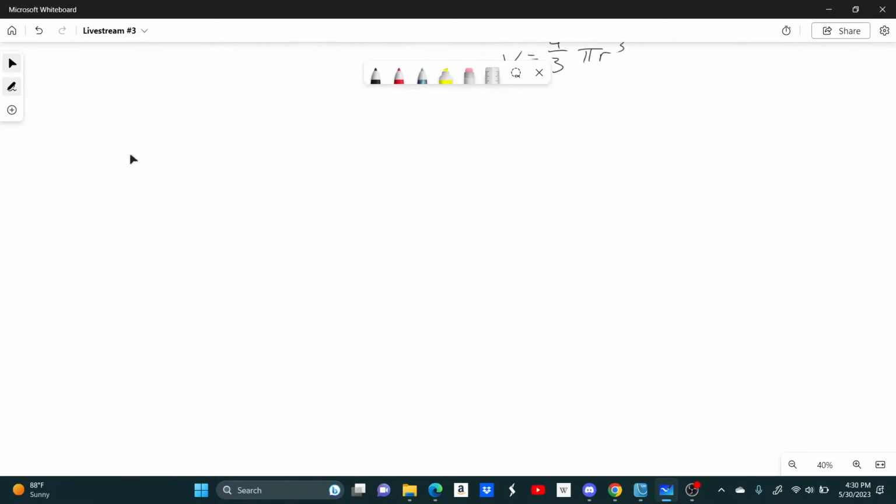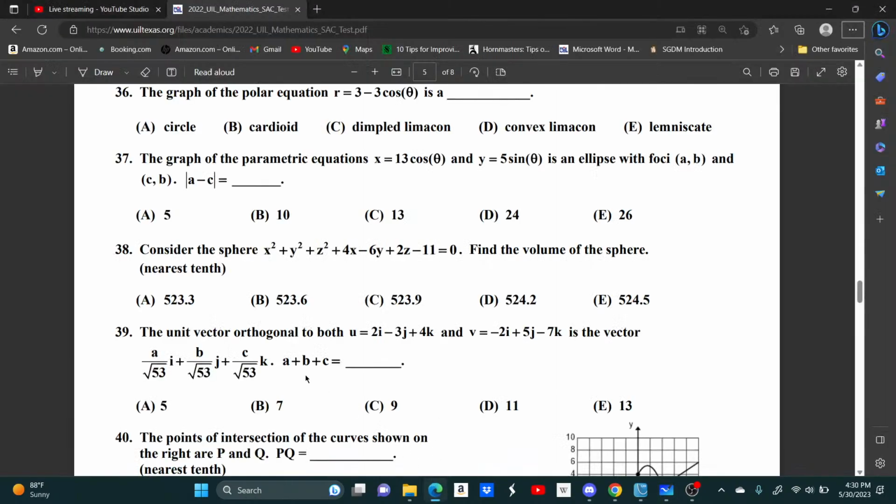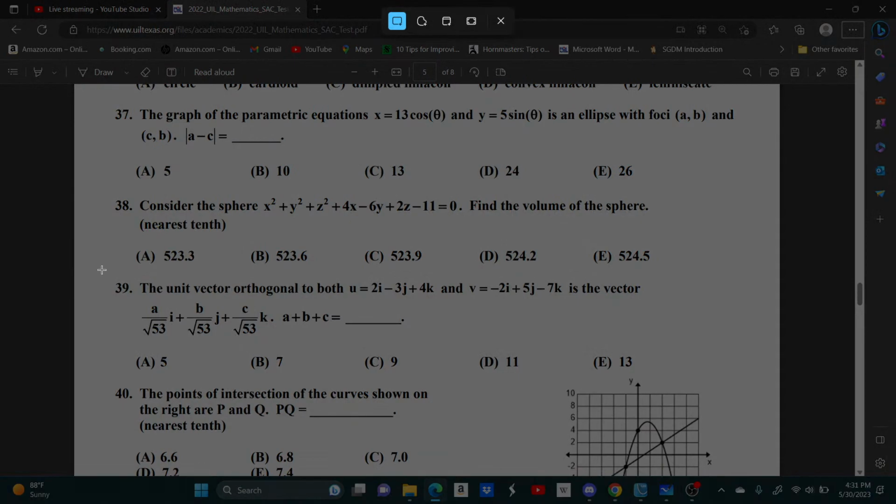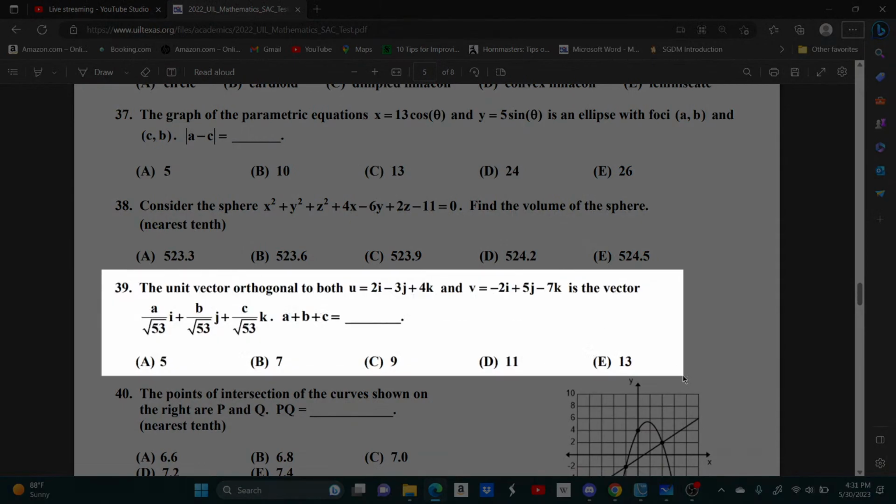All right, moving on to 39. Oh, here's some linear algebra.